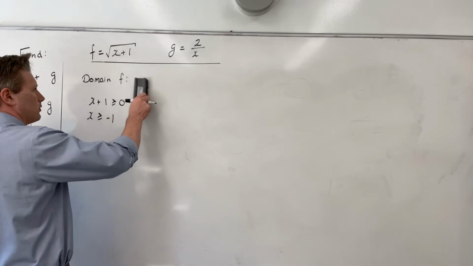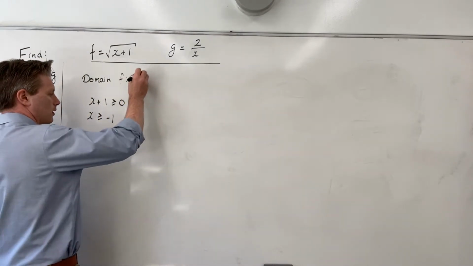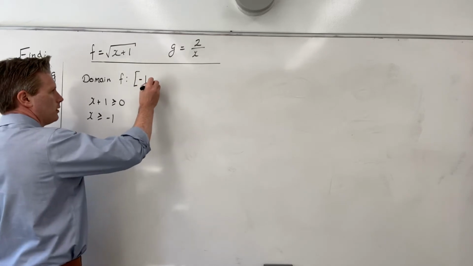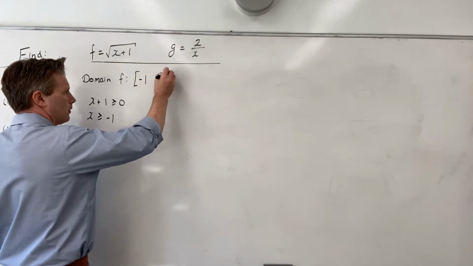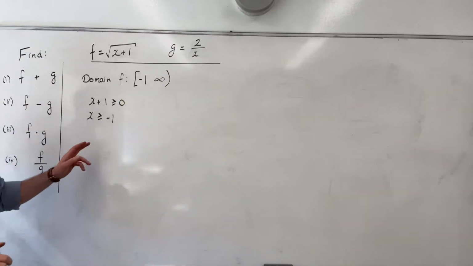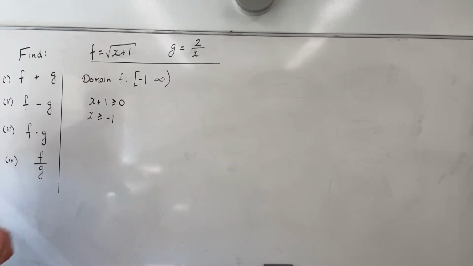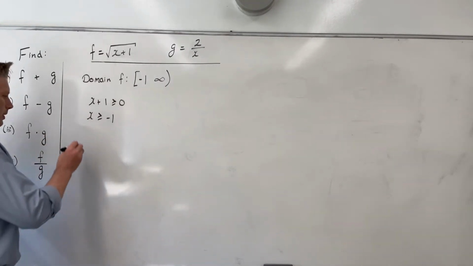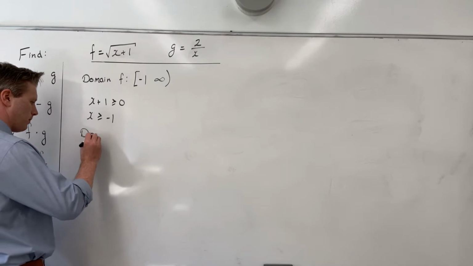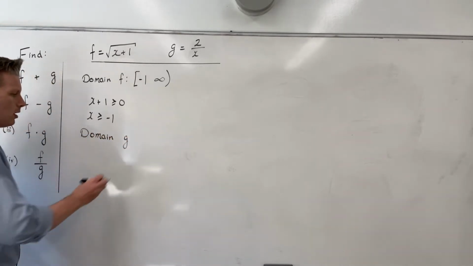And so my domain for f is, with a hard bracket, minus 1 to infinity. This hard bracket tells me that minus 1 is part of the domain. Okay, so that's the domain of f. So now I want the domain of the function g.